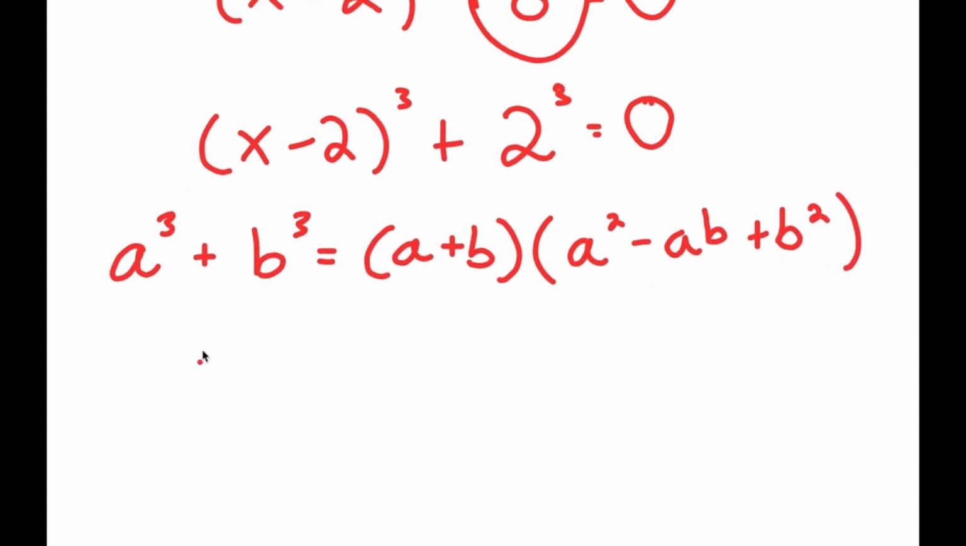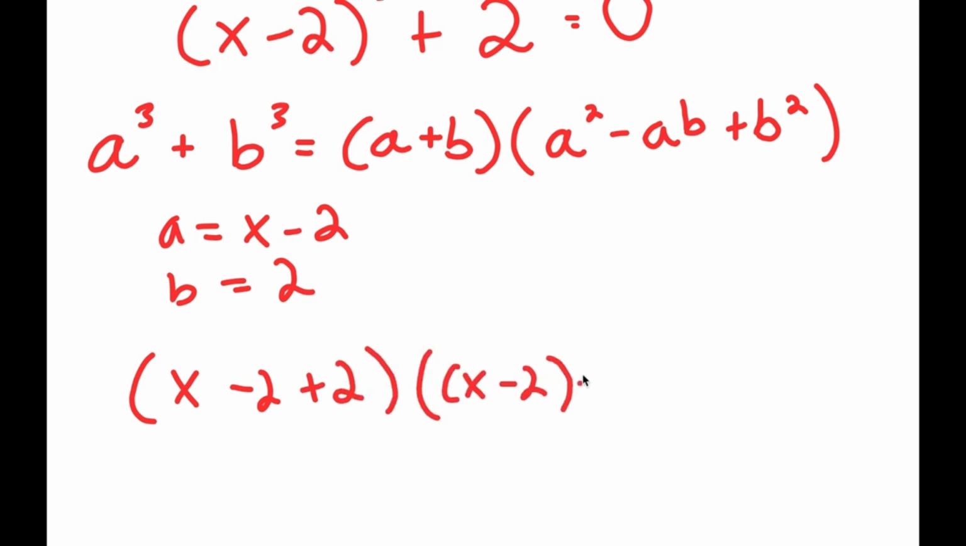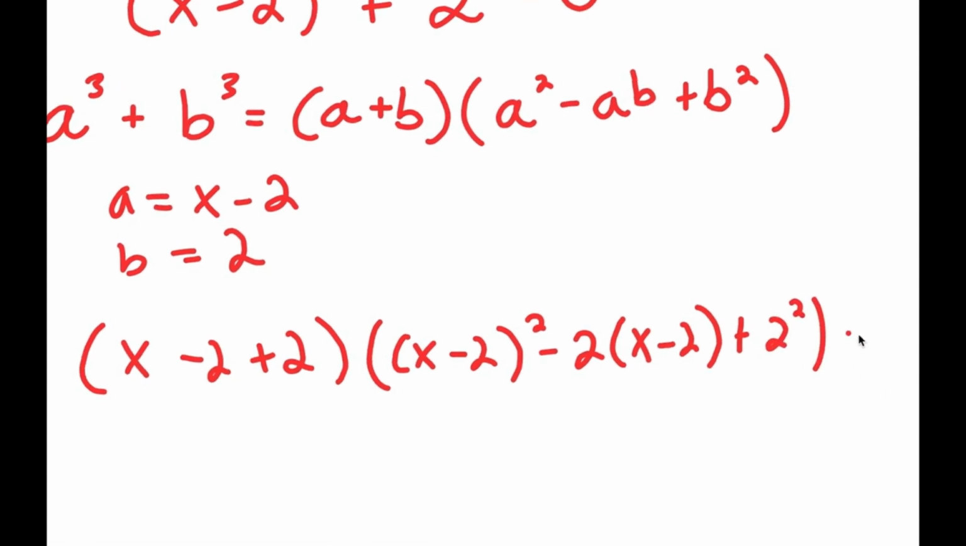So in this case, a is equal to x − 2 and b is equal to 2. So I get (x − 2 + 2) times ((x − 2)^2 − 2(x − 2) + 2^2). And this is equal to 0.